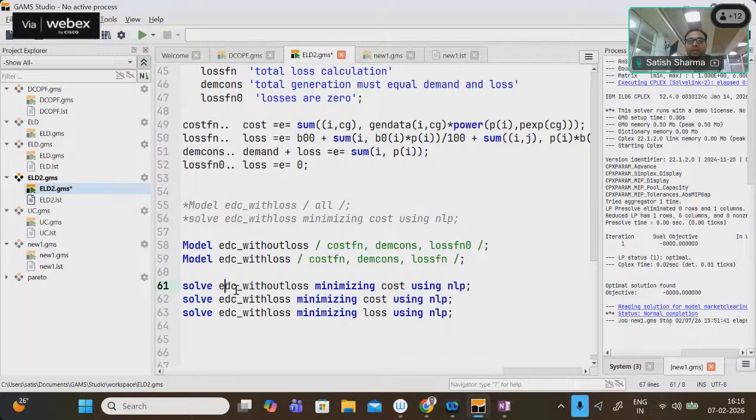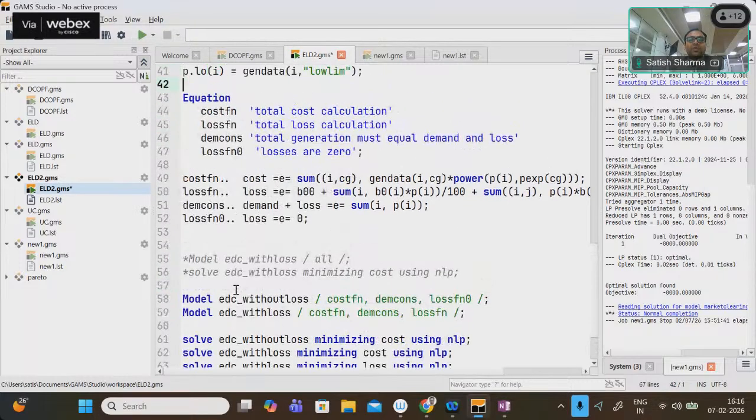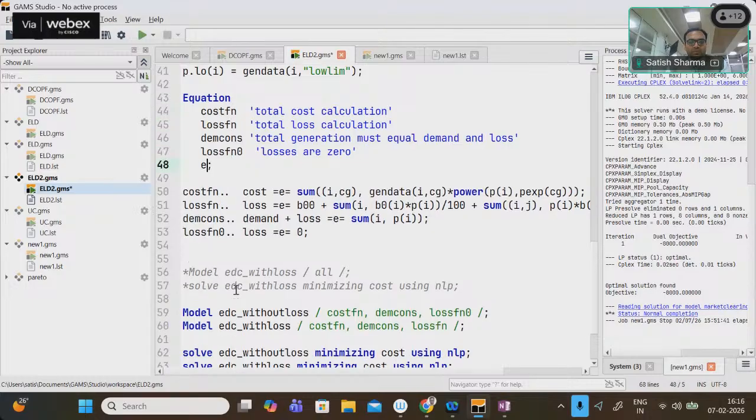And if I had defined emission as well, I can basically minimize emissions too. Somebody asked me how we can put in the emission. So you just have to define an equation here. Okay, let's say emission, emission function. Okay, and then you can define.